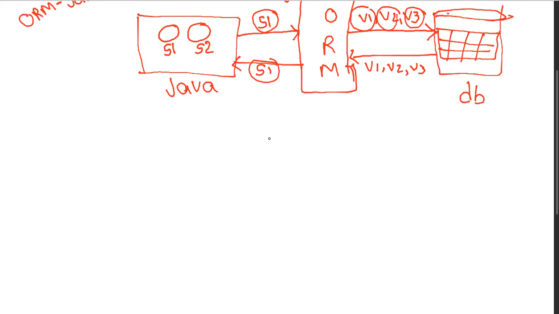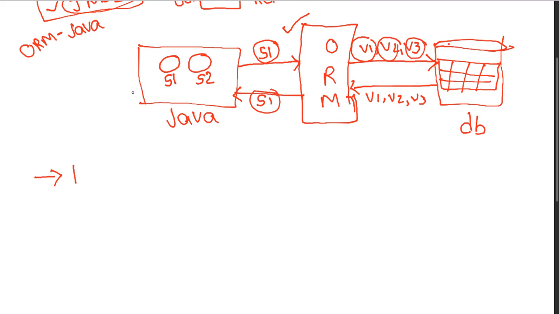There are a lot of ORM tools available in the market, not only Hibernate. What is the ORM tool doing? It is converting the Java object into the database row. So who is writing the total coding? The ORM tool is writing the coding. It is doing the mapping between the Java class and database tables.